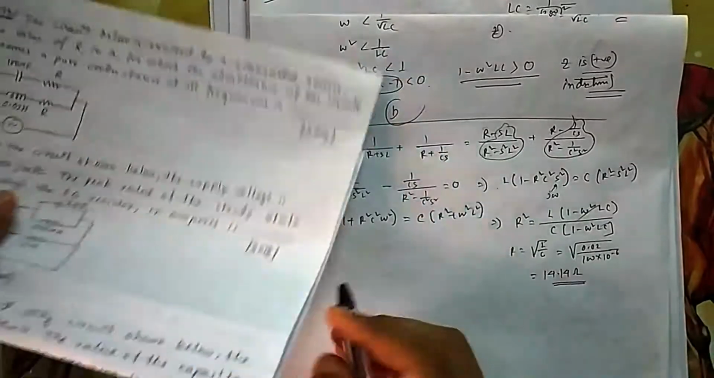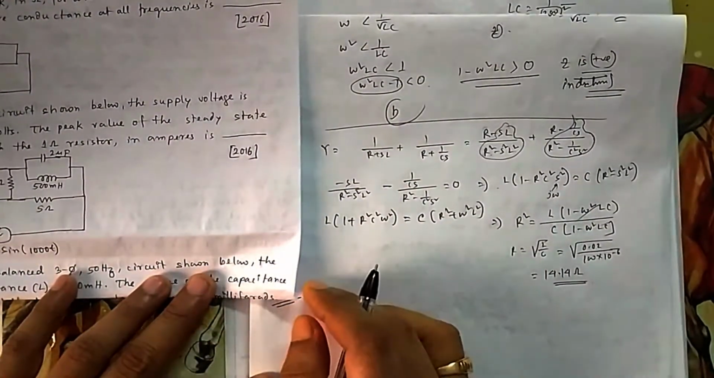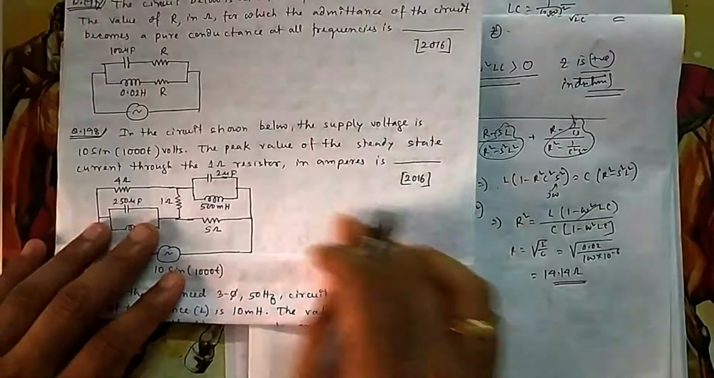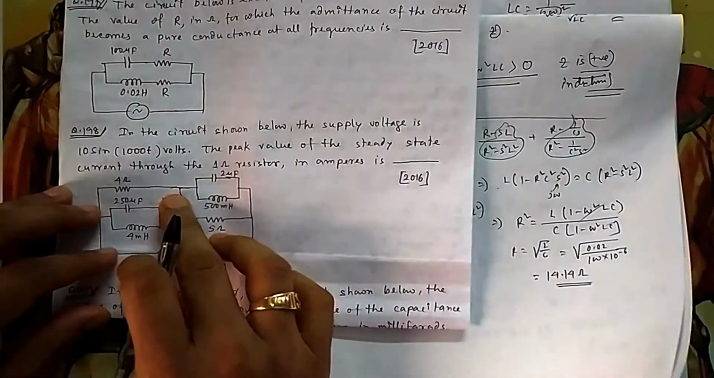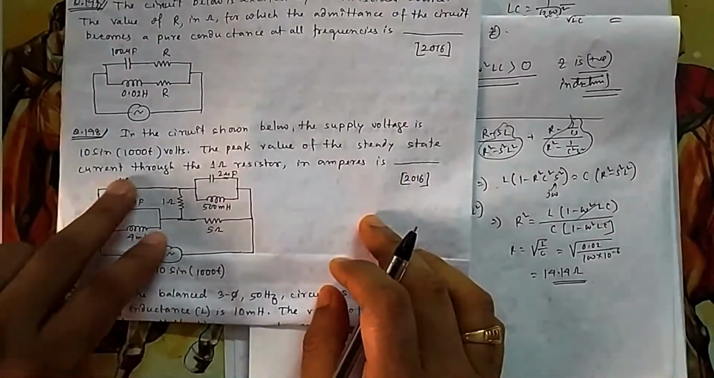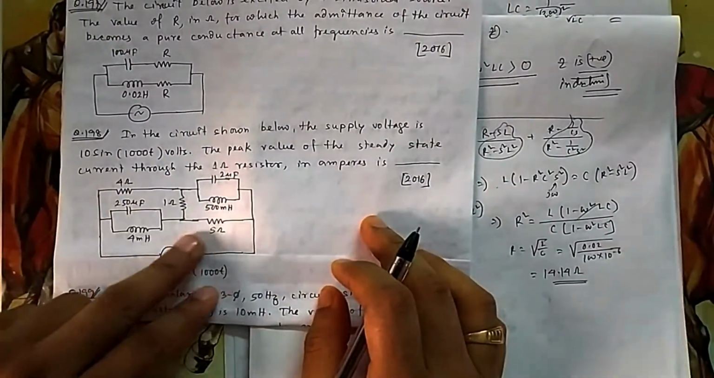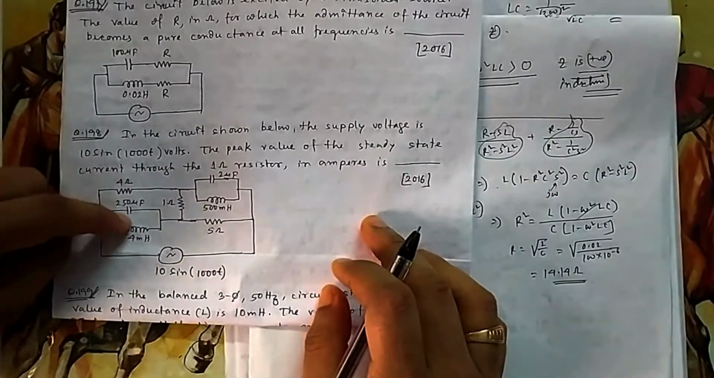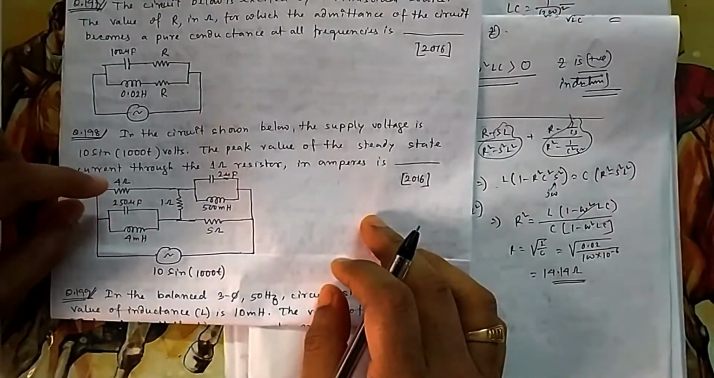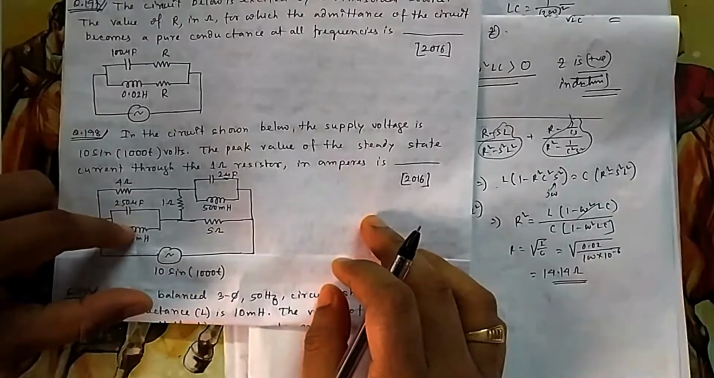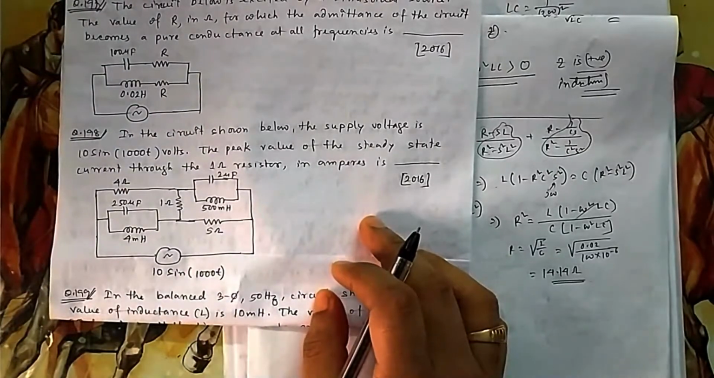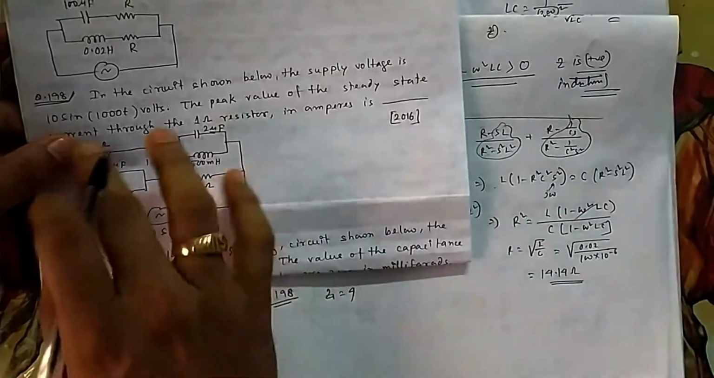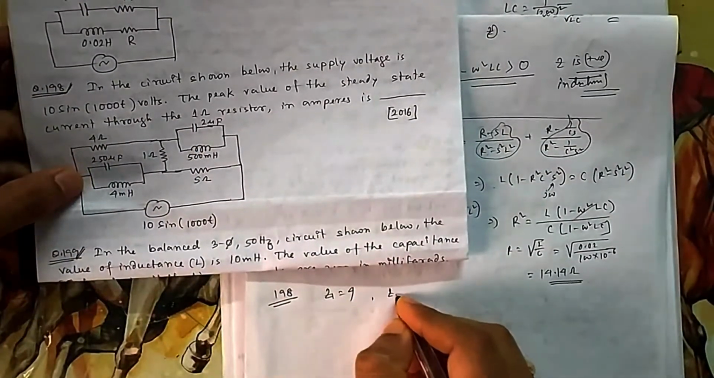Now next, if you come to question number 198, what they are asking here is: in the circuit shown below, the supply voltage is this, find the peak value of the steady current through the 1 ohm resistance. What is the current flowing through this resistance? You can see this is an AC bridge circuit, like a Wheatstone bridge, Z1, Z2, Z3, Z4, whichever way you name them. Let me calculate the impedance of this branch, then I can try with the bridge circuit. Let me take this as Z1, which is given as 4, and this is Z2. So let me calculate Z2.